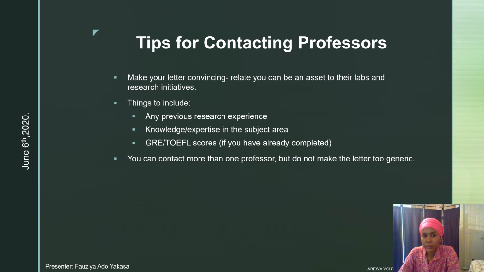When contacting a professor, make your letter convincing. Show that you can be an asset to their labs and research initiatives. You can know more about their research by going to the website and checking their profiles, seeing what they work on, to get familiar with the research. Then you write your letter. In the letter, try to include your research experience, knowledge, expertise in the subject area, and your GRE and TOEFL scores if you have already completed them. You can actually contact more than one professor in the department. Also, you can apply to as many schools as you can to increase your chances.